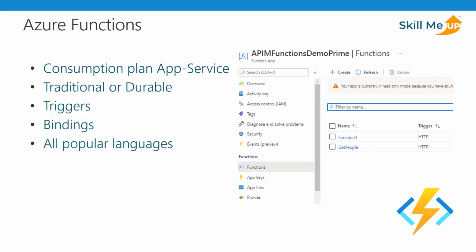Azure Functions, you can have a consumption plan, again, burstable, you only pay for what you use, or you can have an app service plan, which is always on, warmed up, constantly working. You do pay for pre-provisioned compute power. So if you don't use it, you're still paying for it.